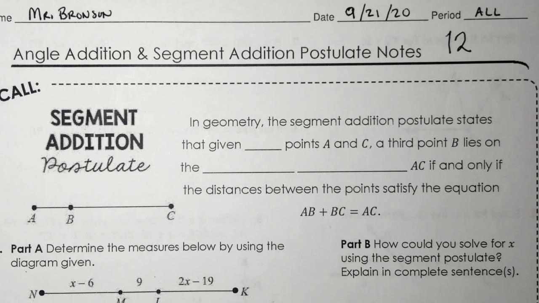This is our next set of notes for Unit 2. This is angle addition and segment addition postulate notes. So make sure you have your paper out with me and you're following along. Alright, here we go. First section we're looking at is a recall.